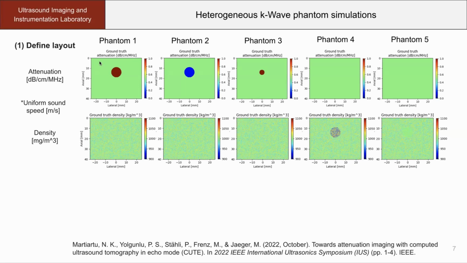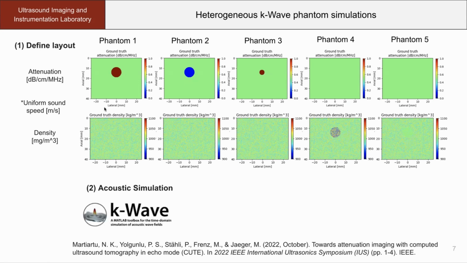proceeding. The first phantom, or all 5 phantoms, had the same background attenuation of 0.5 dB per centimeter per megahertz. This first phantom had a positive attenuation contrast in the inclusion, meaning that the inclusion had attenuation greater than the background. The second phantom had attenuation lower than the background. And the third, again, had a positive attenuation contrast, just with a smaller inclusion. Phantoms 4 and 5 had uniform attenuation, but a different echogenicity for the inclusion. Phantom 4 had a hypoechoic echogenicity, and Phantom 5 had a hyperechoic inclusion.